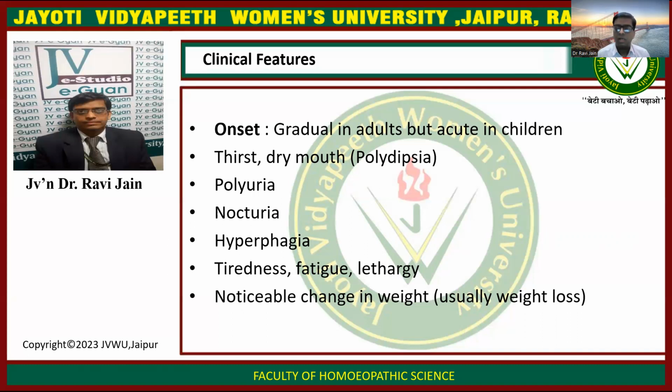Polydipsia, polyphagia, and polyuria. Polyphagia means increased appetite, polydipsia means increased thirst, and polyuria is increased frequency of urine. So there is increased appetite, increased urine, and increased thirst in a person who is suffering from diabetes mellitus. So we have thirst with dry mouth, polyuria, nocturia, hyperphagia, that is increased appetite for food, tiredness, fatigue, and lethargy.